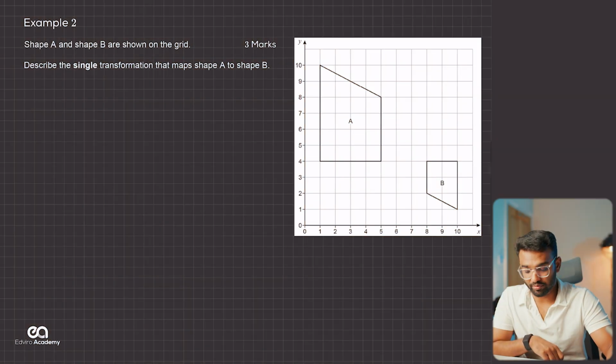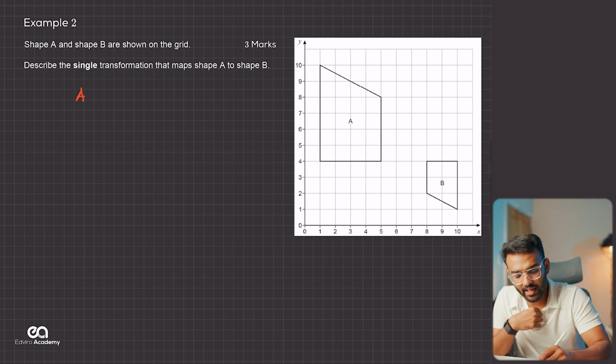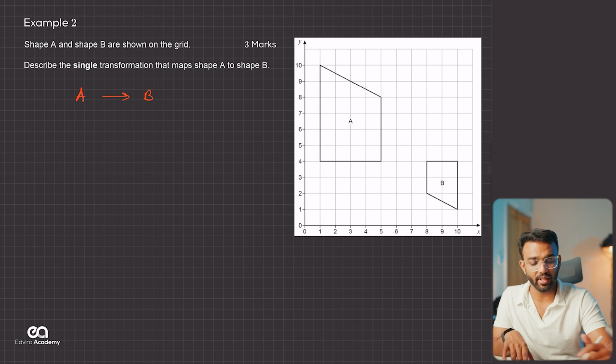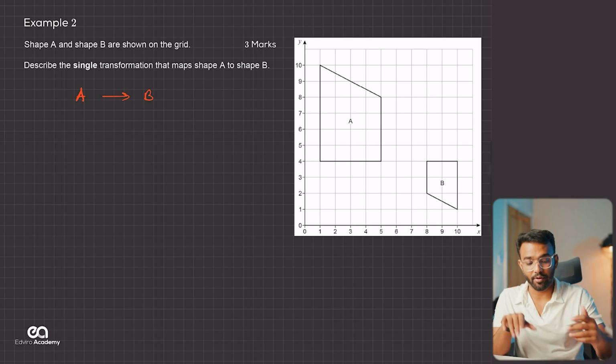So here we have a transformation. Shape A and shape B are shown on the grid. Describe the single transformation from A to B. It's going from A to B. So in this one, by just looking at it, you should be able to spot this is an enlargement, because B is on the other side. It's upside down as well.